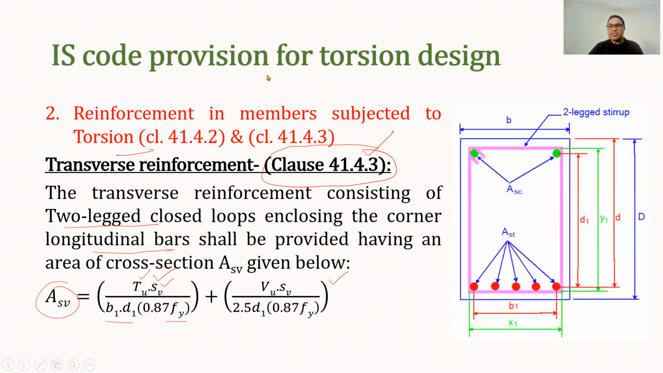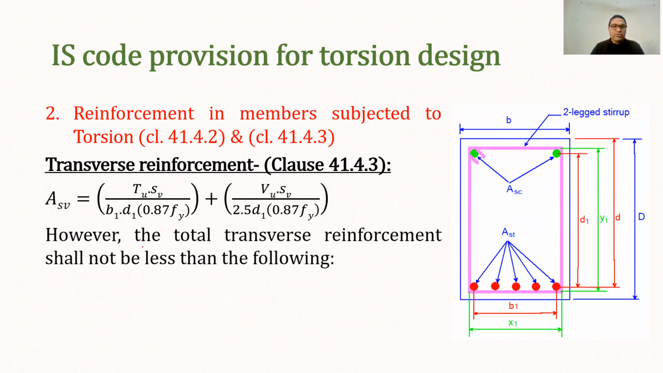Now if you look at this figure, the red dots are showing the tension reinforcement, the green dots are showing the compression reinforcement, and the pink bar is showing the stirrups. The center to center distance of green and red bars is known as D1. Similarly, the center to center distance along the width of the beam is B1. Now what X1 and Y1 are, we will see next.